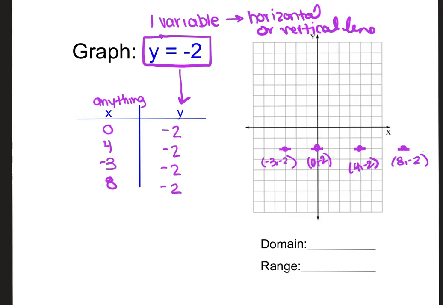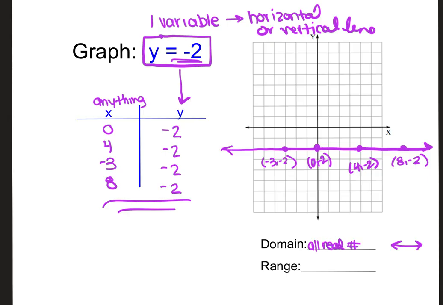So just by using that little detail here of knowing y is always -2 because it's the only variable in the problem, we can see that this forms a horizontal line. So the table makes it really easy to find those coordinates. Then from here to find our domain, we notice that this graph is moving forever to the left and forever to the right. So that means our domain is all real numbers.